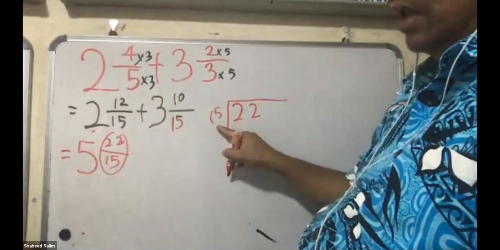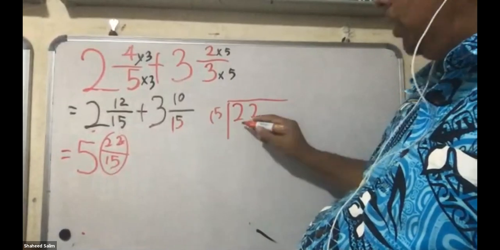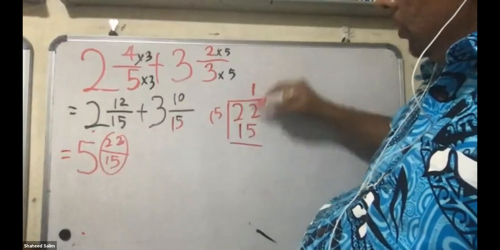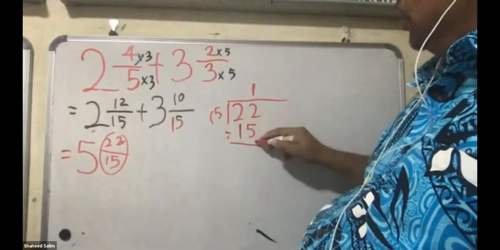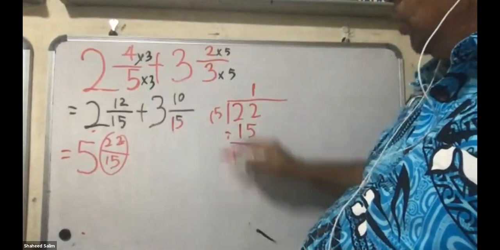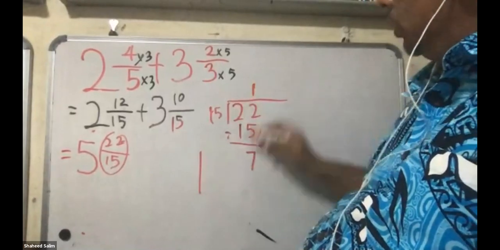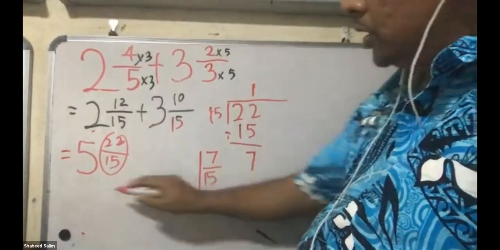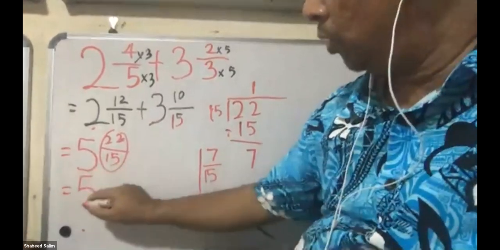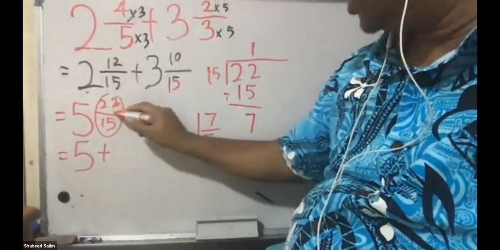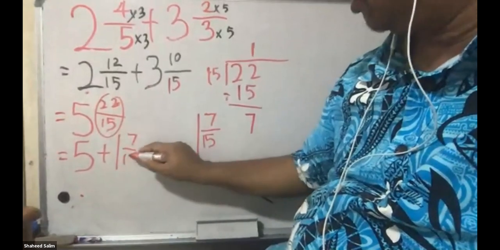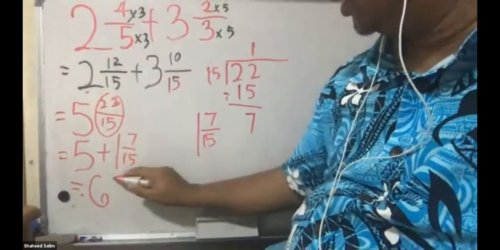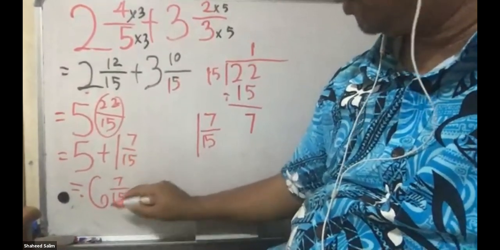Can divide by 15? Cannot. A number smaller than 22 can divide by 15. You are 15. 15 divide by 15, get 1. Then you minus. 22 minus 15 is 7. So what number is this? 1 whole, remainder 7 over 15. So this number is 5 whole plus, this is actually 1 whole 7 over 15. 1 plus 5 plus 1 is 6, 7 over 15.